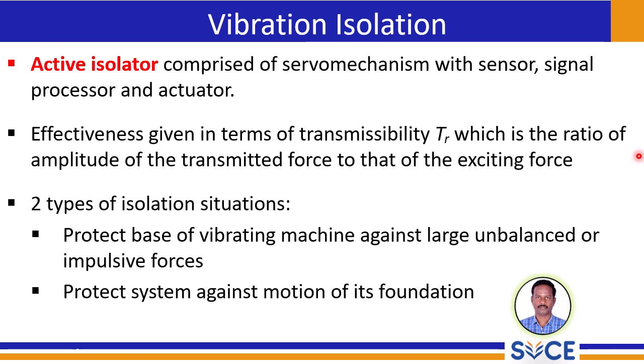Lower transmissibility value indicates better isolation performance. There are two main types of isolation situations we often encounter. The first is to protect the base of a vibrating machine against the large unbalanced or impulsive forces it generates during operation. In this case, we want to minimize the forces transmitted from the machine to its support structure.